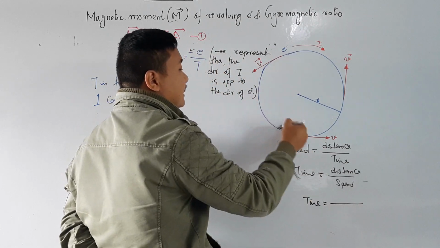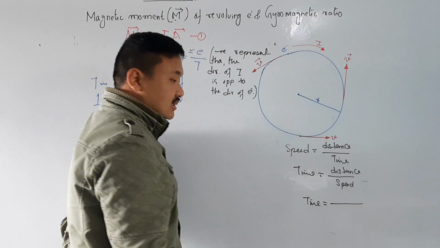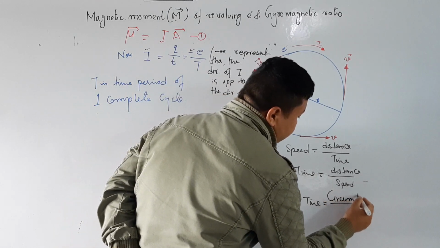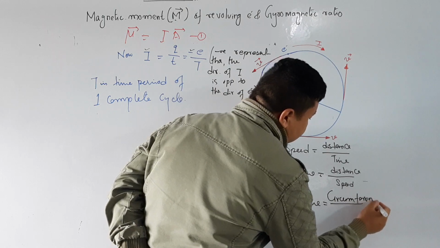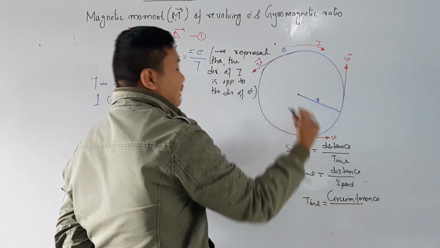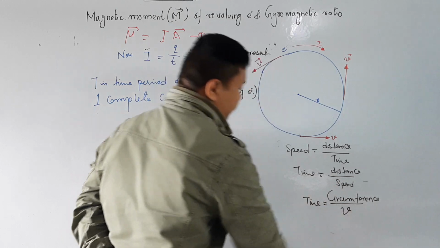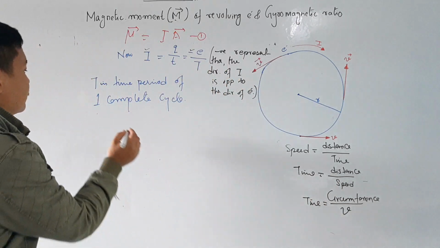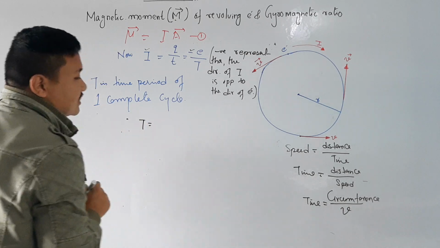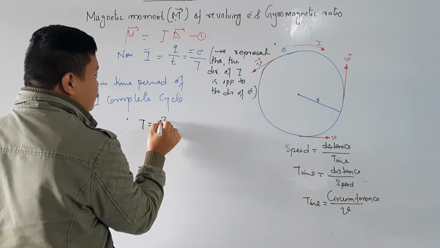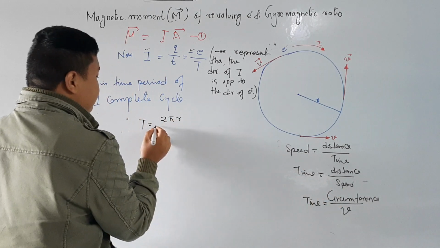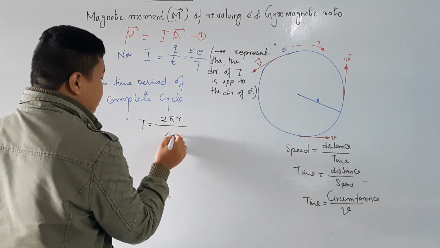So time is equal to, how much is the distance traveled by this electron? It is the length of this circle, which is called the circumference, right? Then what is the speed? The speed of the electron is v. Okay, so therefore what I can write is time period T is equal to circumference, which is 2 pi r, divided by the velocity v.